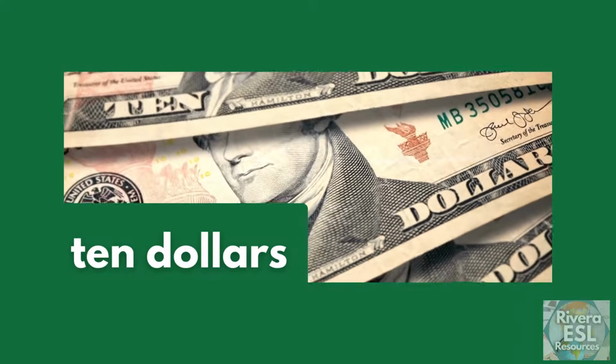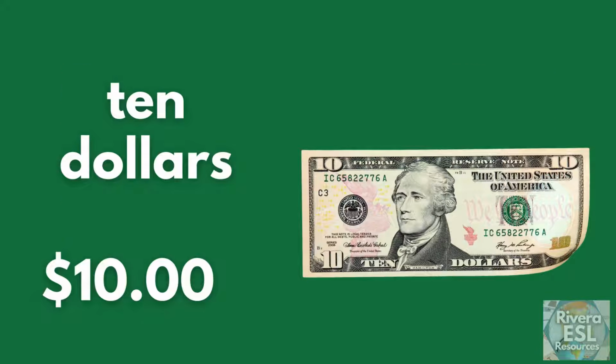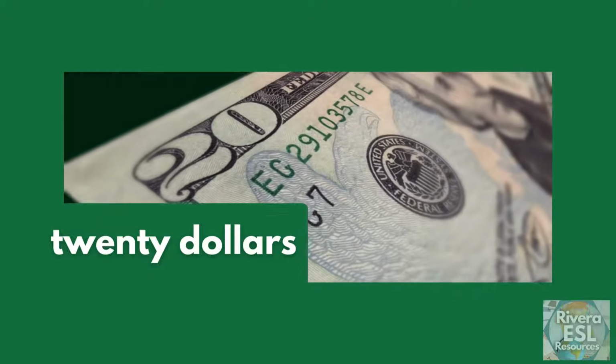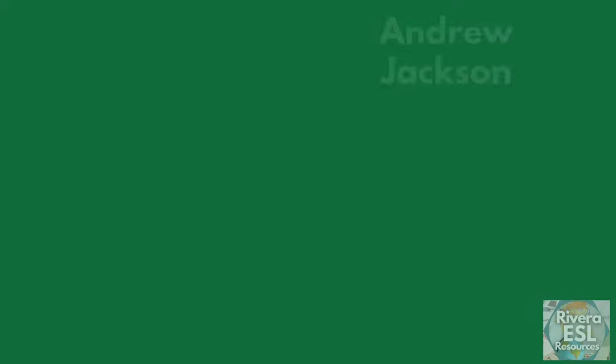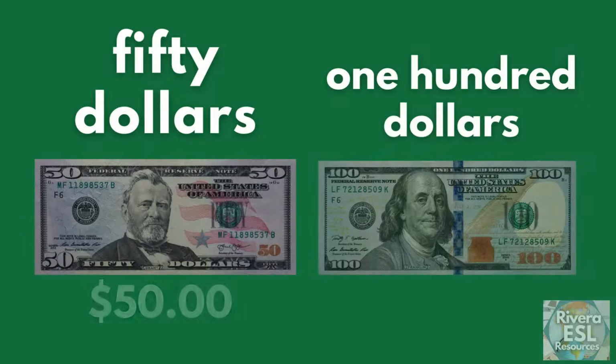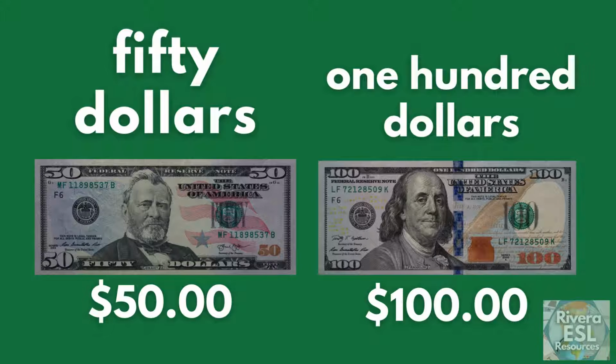$10. The $10 bill again has the number 10 in all four corners, as well as the word at the bottom. It has the face of Alexander Hamilton, a famous person in American history. $20. The $20 bill shows the face of Andrew Jackson, another American president. The United States also has bills for $50 and $100, but these are a little less common than the others.